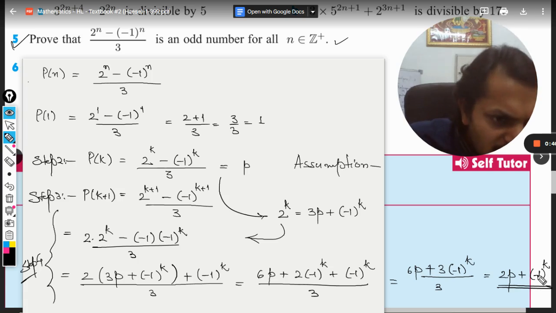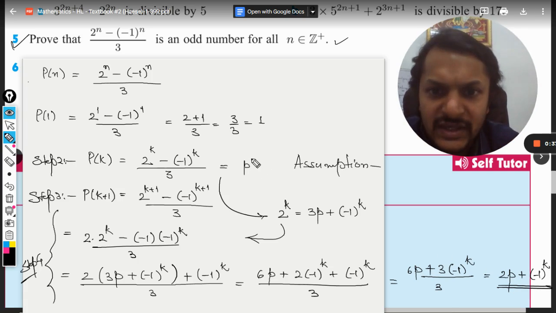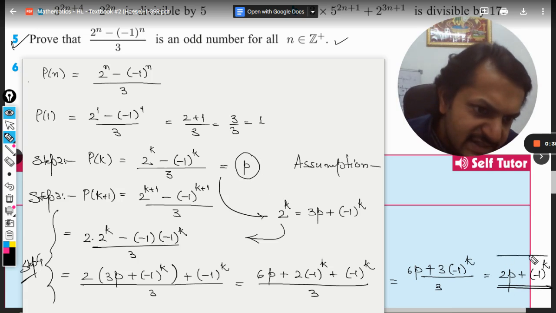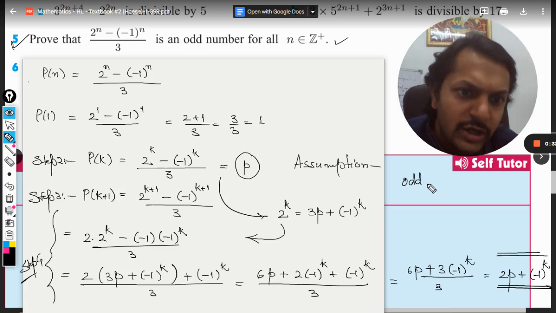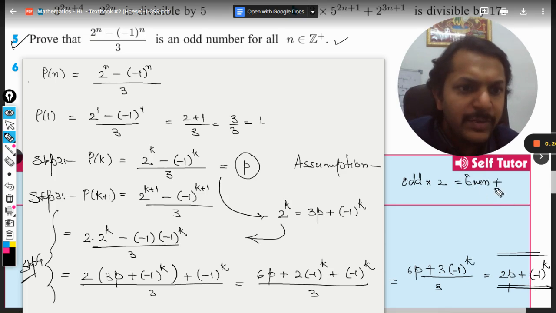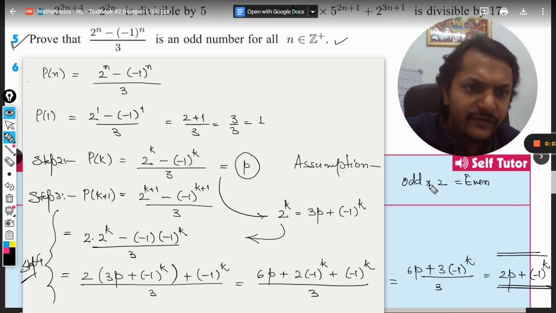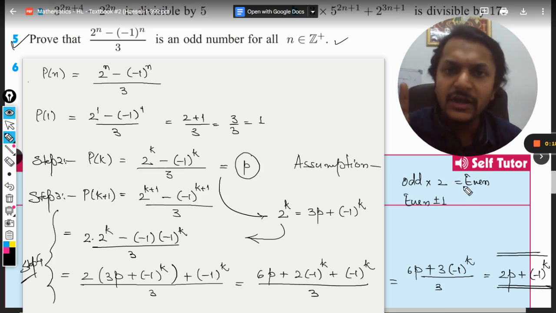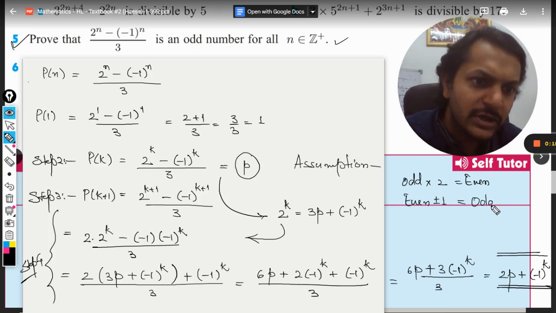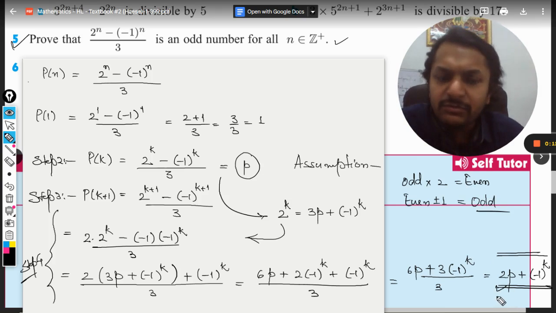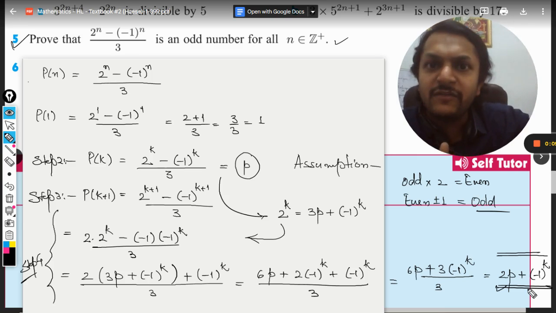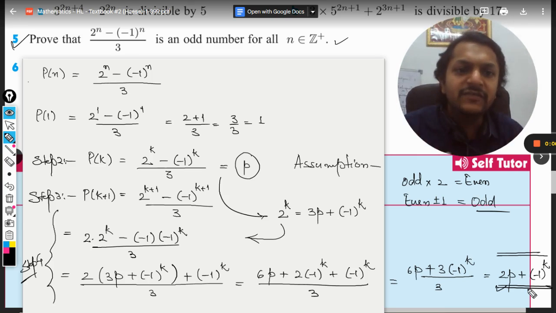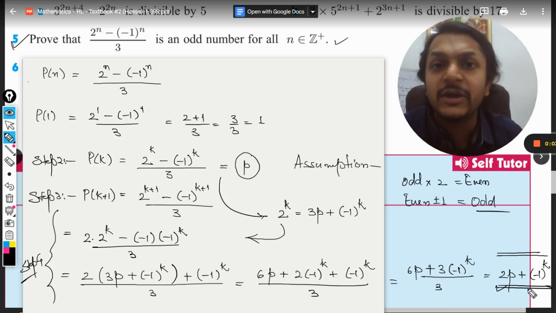Now we see this p is the odd number, and we know that when an odd number is multiplied by 2, it becomes even, and when we get an even number and we add or subtract 1, what we get is an odd number. So here you see 2p is an even number, and plus minus 1 raised to power k could be 1 or minus 1. So it will be even plus minus 1. So it is definitely coming out to be an odd number. So this is how we do this question.